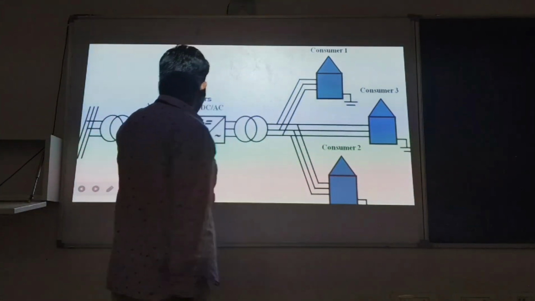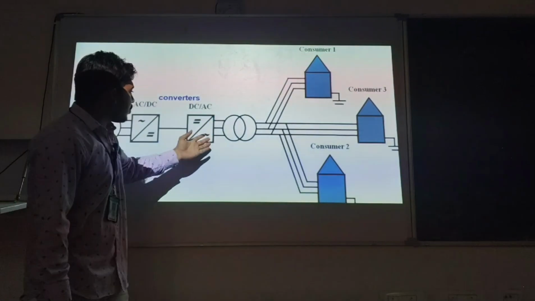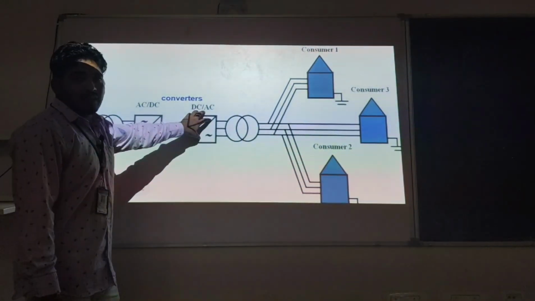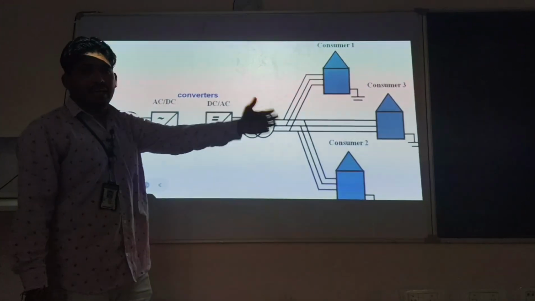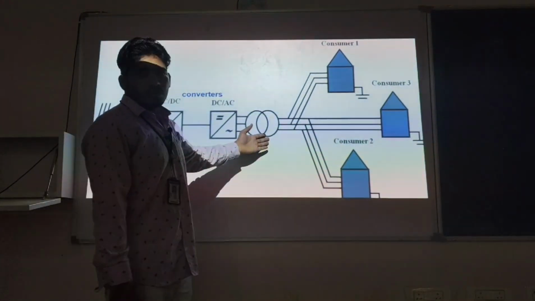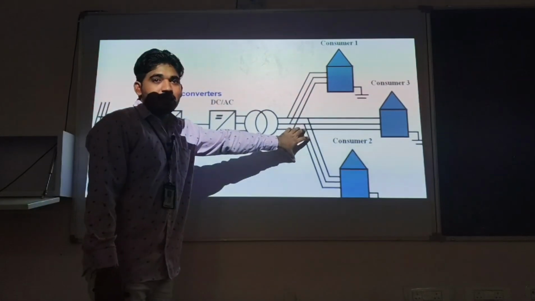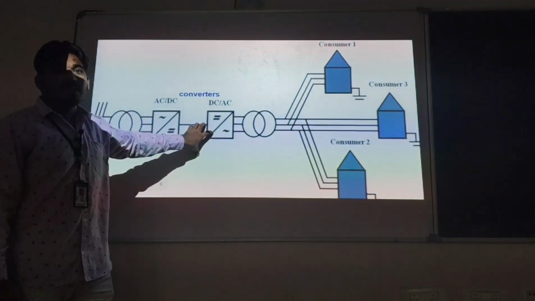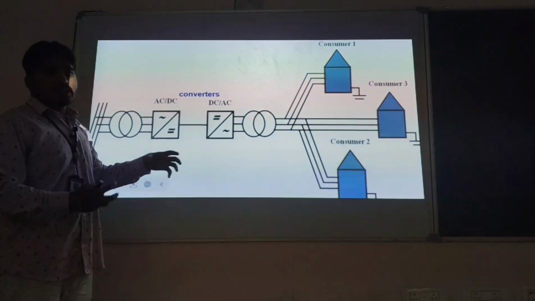After that, near the consumers, at that place they can convert this DC into AC again, and they can use it through the transmission line. So they can get AC current only. That is not an issue, but the transmission will be safe and secure here.